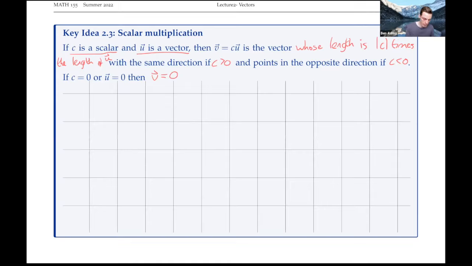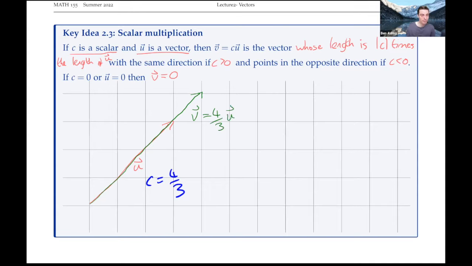So what does this mean? Suppose we've got some vector u that looks like this. Well, what if our c is equal to 4/3? Then our new vector, let's call it v, is going to be pointing in the same direction as u, but it's going to be 4/3. It's going to be slightly longer.